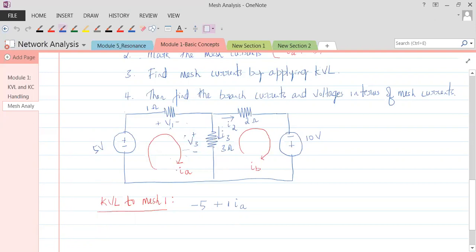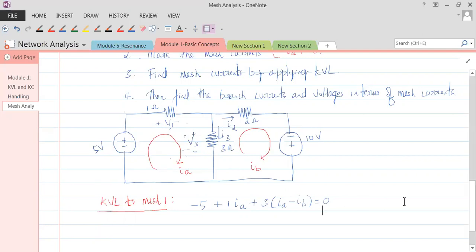Is this plus, yeah, it's plus 3 into IA, which is flowing downwards, minus IB, which is flowing upwards. Why didn't we take IB minus IA? Because I'm in mesh 1. See here, in mesh 1, the direction that I'm moving is in clockwise direction. Since I'm moving in clockwise direction, I'll be taking IA positive because IA is also moving in the same direction, but IB is moving in the opposite direction through 3 ohms. That's why it's IA minus IB. Everybody okay with that?